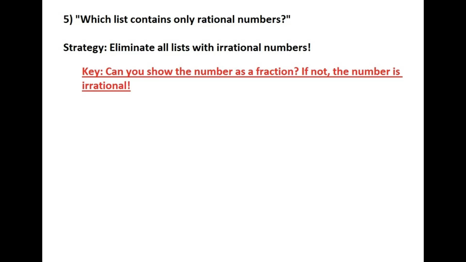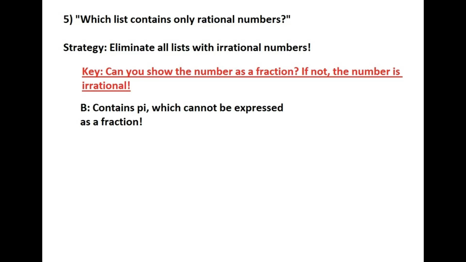So let's go down through our choices. I'm going to start with B, just because I see pi and I know pi is an irrational number. So pi goes on forever. It cannot be expressed as a fraction. Don't get this confused, because 22 over 7 is not pi. 22 over 7 is an estimation of pi, not pi itself. Okay? Pi is 3.1415. It goes on forever.